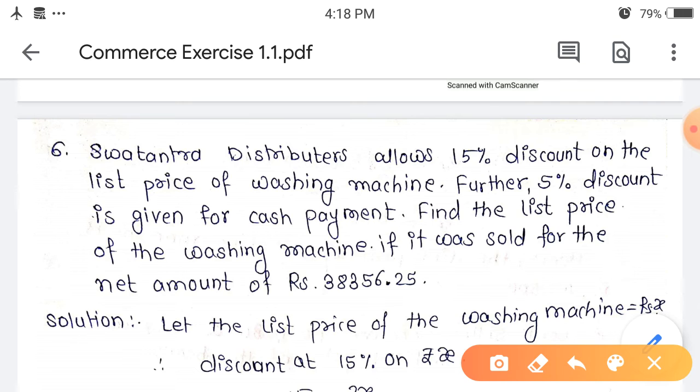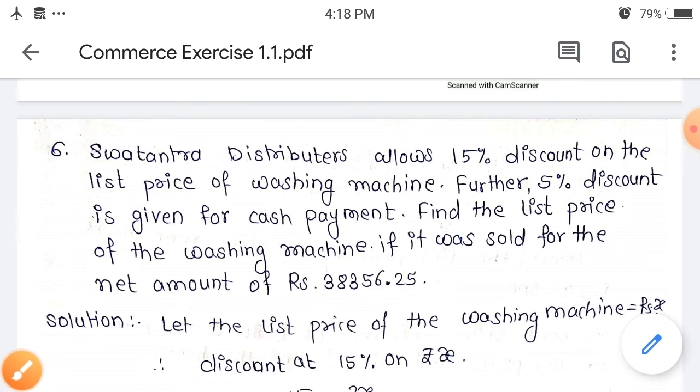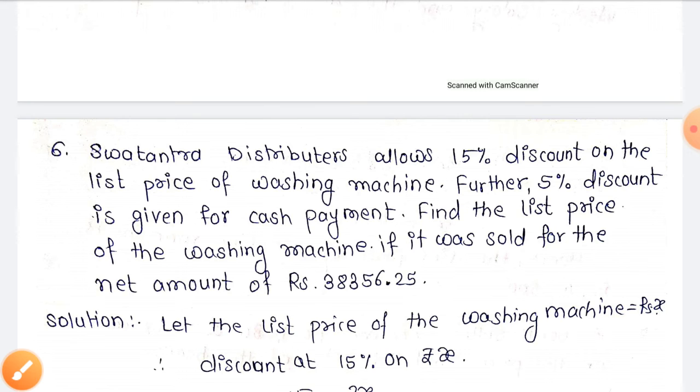Swatantra Distributors allows 15% discount on list price of washing machine. Further, 5% discount is given for the cash payment. Find the list price of washing machine if it was sold for net amount 38,356.25. Okay, what is given?